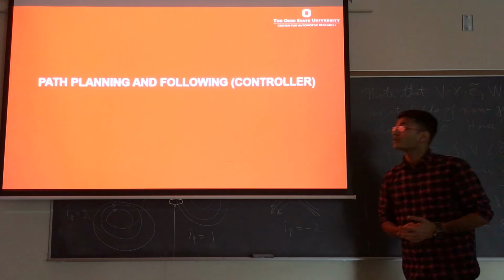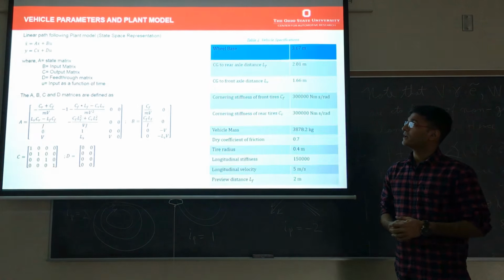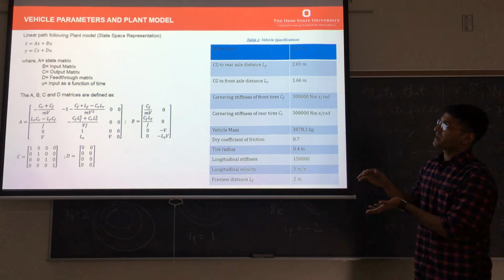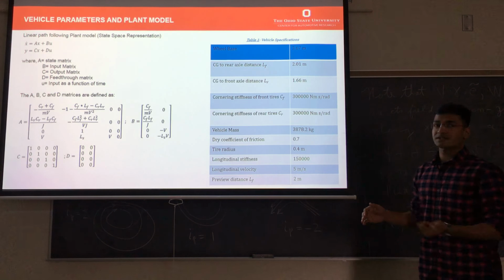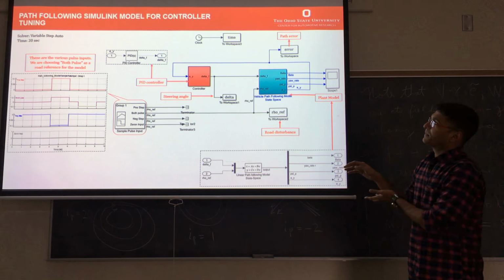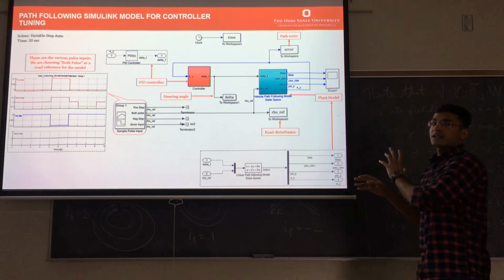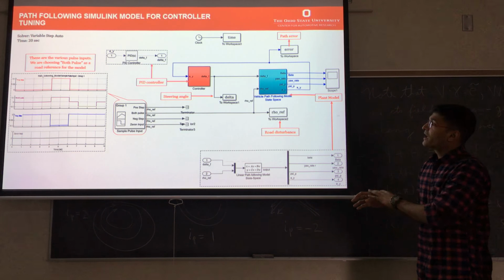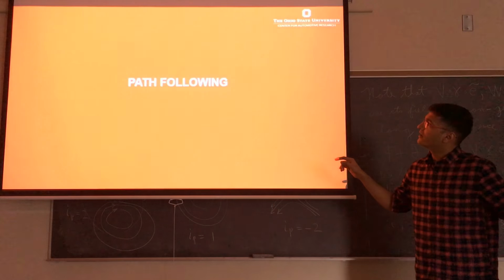Okay, so now we are looking into path following and the collision avoidance stuff. So moving on, this is the state space model which is being fed into the plant, and these are the parameters which we just explained in the previous slides. So this is the path following simulation model where we need to tune the PID first, then we'll set it into the non-linear plant, and after tuning it, we got the values as.